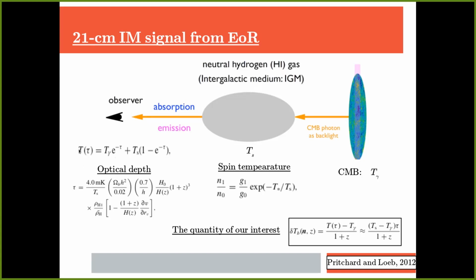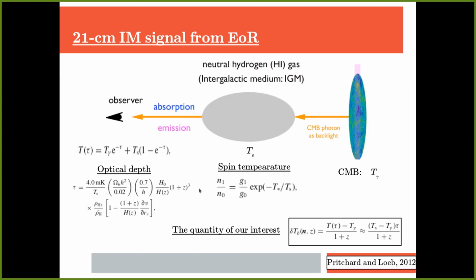So the net brightness temperature that will reach us is given by this expression. However, what we are interested in is the excess brightness temperature over the CMB that we are observing. So T gamma minus T tau minus T gamma, and this accounts for the expansion of the universe. And we can expand this e to the power minus tau, and tau is much less than 1 for the 21 centimeter signal.